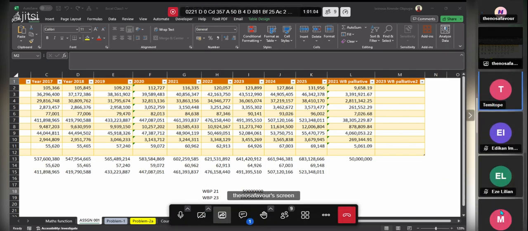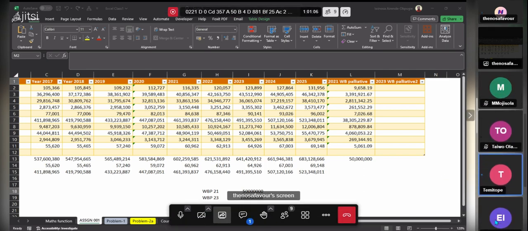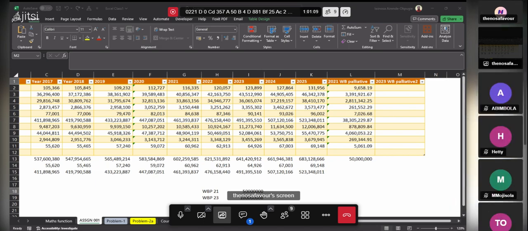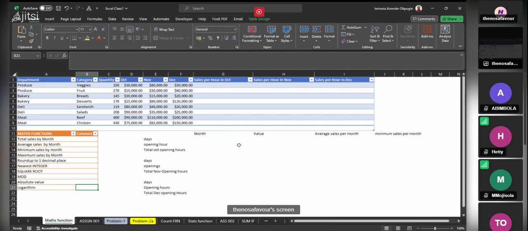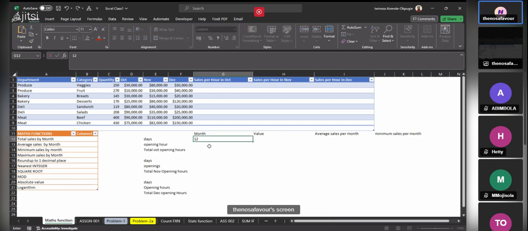You said after multiplying the days and the hours, we got 240, which is for October. Let me see. This should be 20 days, and this is 12, so we have equals to the hours, 12 times.